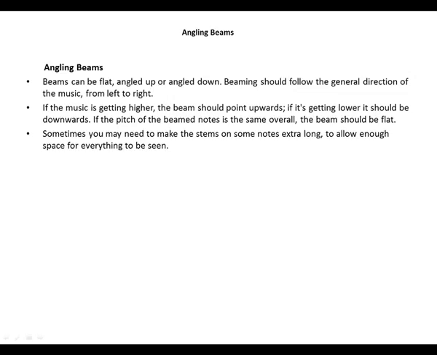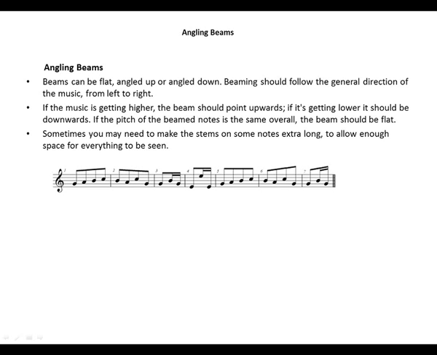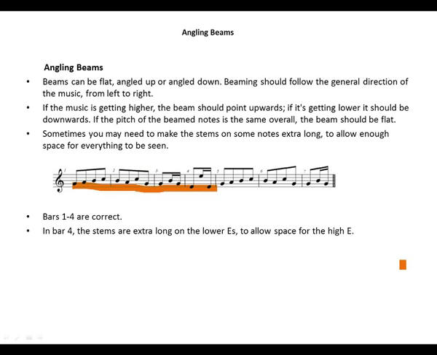Sometimes we may need to make the stems on some notes extra long to allow enough space for everything to be seen. And this is how we should do it. Bars 1 to 4 are correct. 1, 2, 3, 4. In bar 4, the stems are extra long on the lower Es to allow space for the higher E.